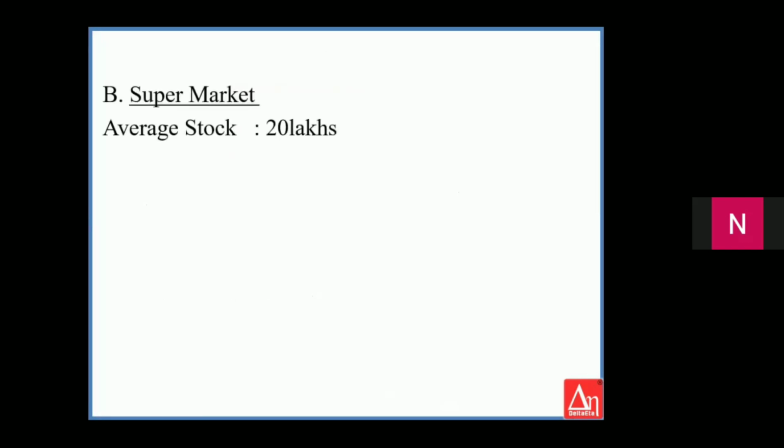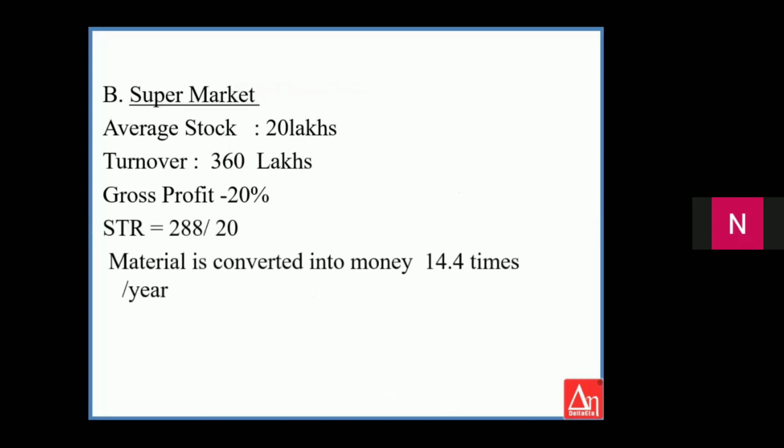Let's look at the supermarket. He's keeping an average stock of 20 lakhs. And he has a very big turnover. He's making a turnover of 360 lakhs in a year, or 3.6 crores is the turnover. His gross profit is 20%. So his STR is 14.4. STR is 288 divided by 20, which is 14.4. And his DSI is 365 divided by 14.4, which is 18 days.